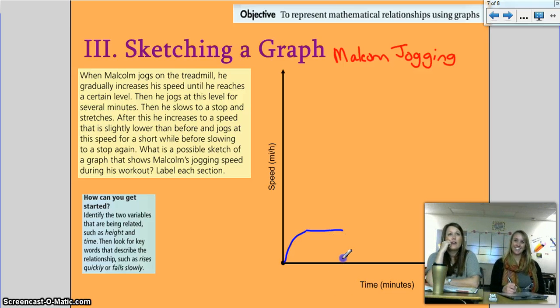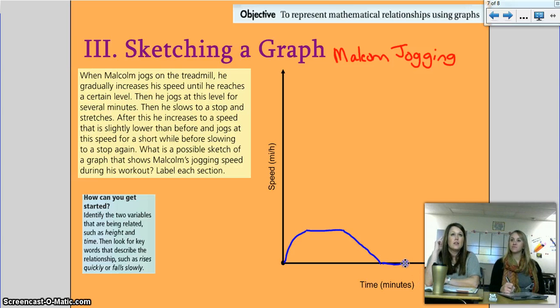Then he jogs at the slow speed. Then he slows to a stop and stretches. So he's not going to stop suddenly, but he is going to go gradually back down, all the way down to where his speed is 0 because he's not running anymore. And he stretches for some time, so time goes, but he's not running.